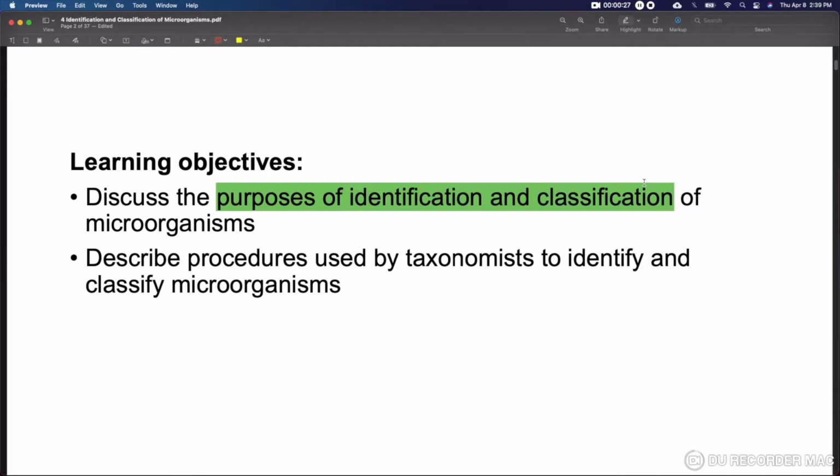So at the end of class, you should answer the question, why bother identify these microorganisms? What's the purpose of identifying this microorganism? Why are we spending a lot of time, effort, and energy and money to identify and know the names of these microorganisms around us? And the next objective would be to describe these different procedures that we use as microbiologists to identify these microorganisms. So that's the two main learning objectives for this class.